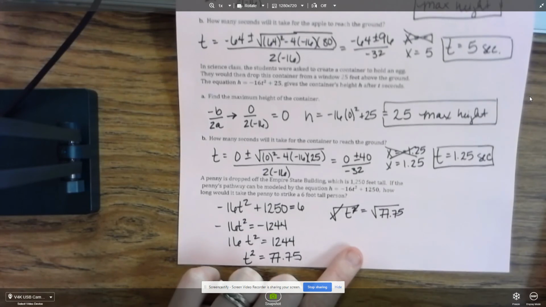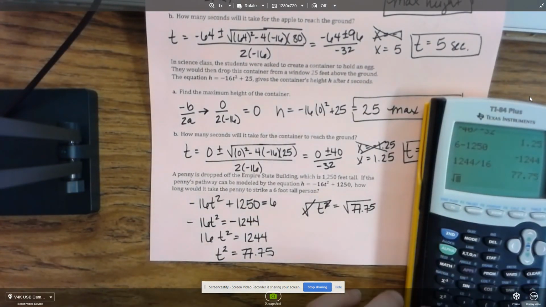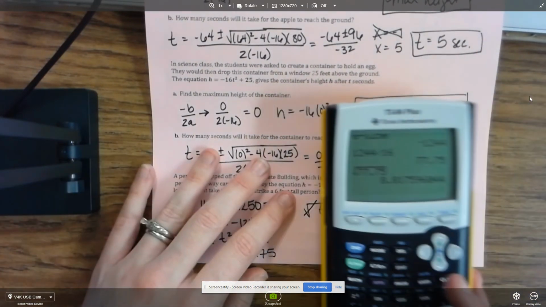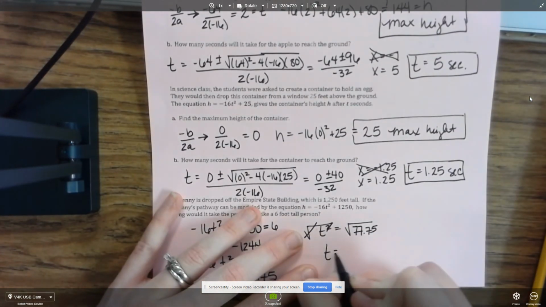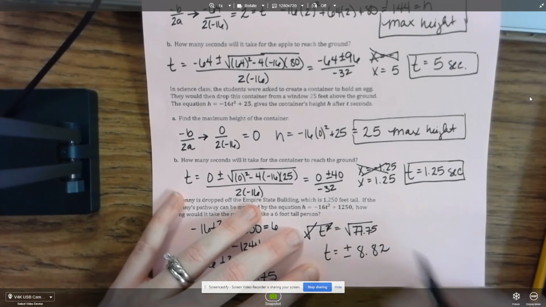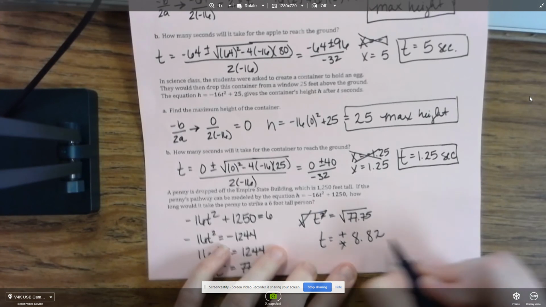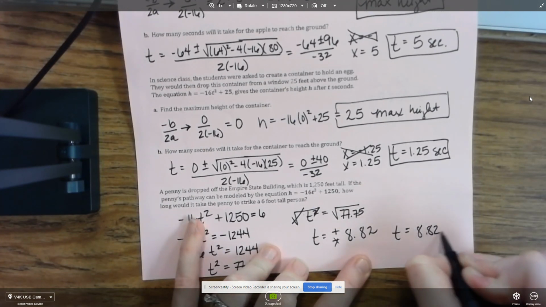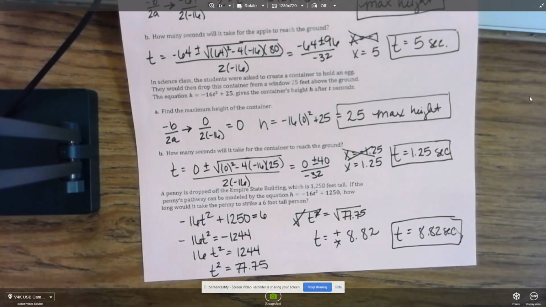This is going to cancel. And so the square root of 77.75 is about, let's say, 8.82. And remember, it's positive or negative 8.82. But again, time cannot be negative. So our time is going to be equal to positive 8.82 seconds. So that's it for this video.